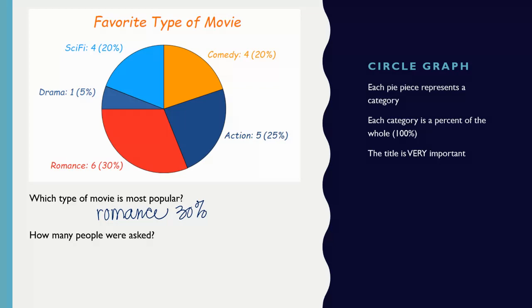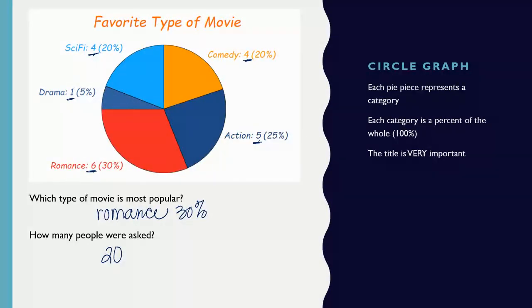How many people were asked? How do I know that? I have percentages here, but that doesn't mean that 100 people were asked. You can see next to the percentage, I have a number. That is the number of people that chose that category in this poll or survey, okay? So if I add all of those up, 5 plus 4 is 9, plus 4 is 13, plus 1 is 14, plus 6 is 20. I know that 20 people were given this survey and chose their favorite type of movie.